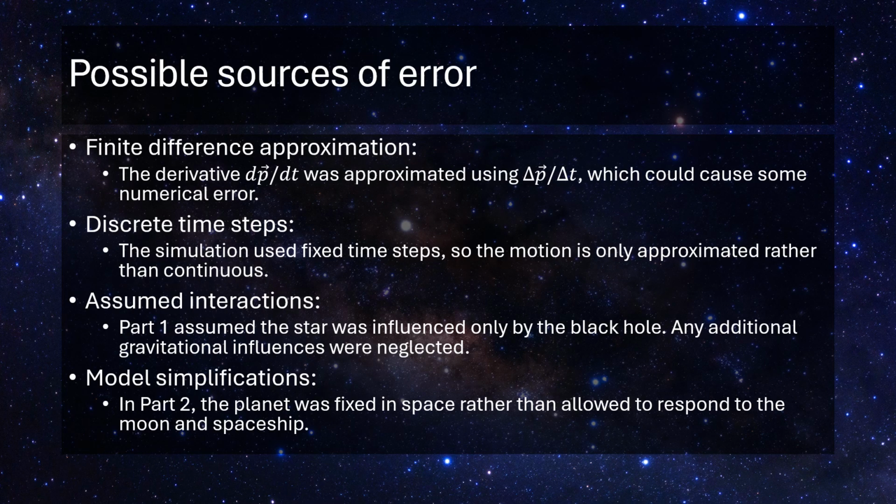Possible sources of error in this lab include finite difference approximation, which is just approximating the derivative of momentum with just the change in p over the change in t, which could cause some numerical error. There's the discrete time steps. It wasn't continuous. We assume in part 1 that the star is only influenced by the black hole. Any additional influences were neglected. And in part 2, we somewhat simplified the model.